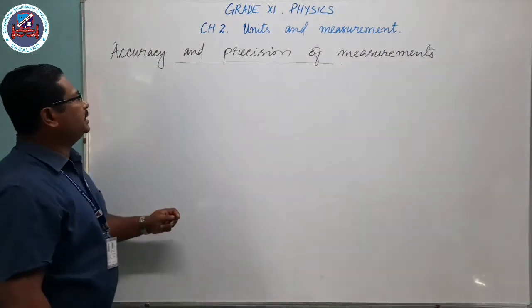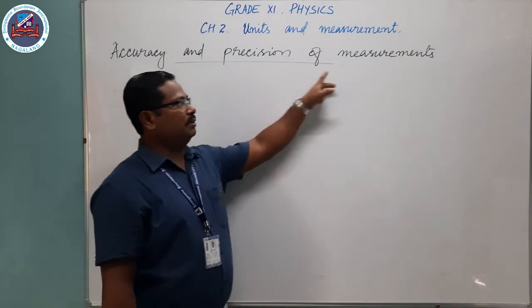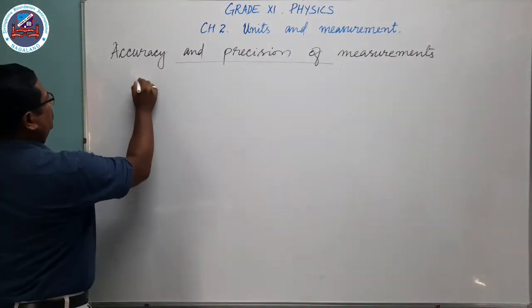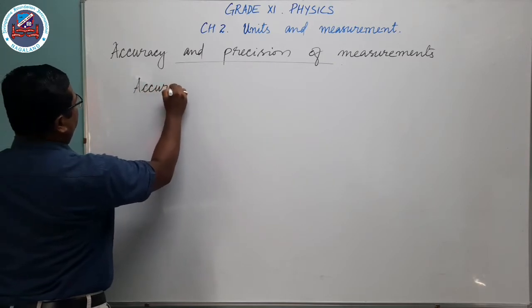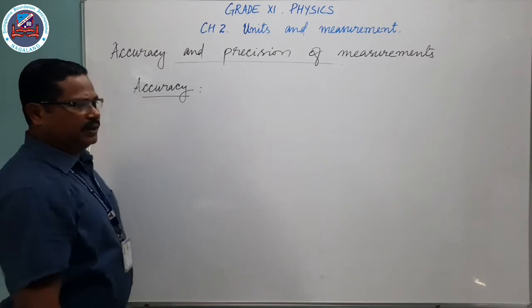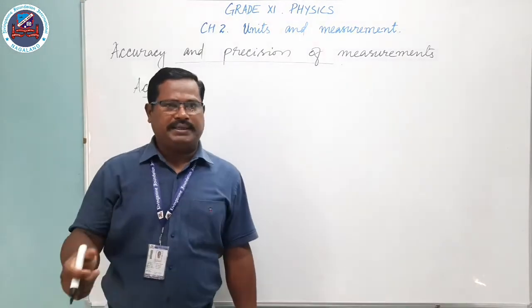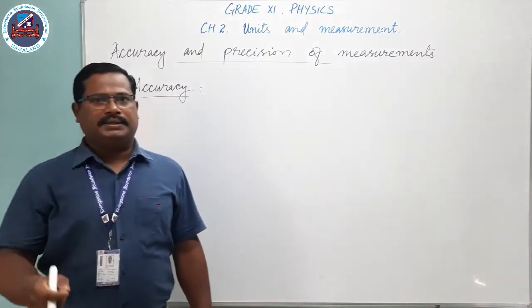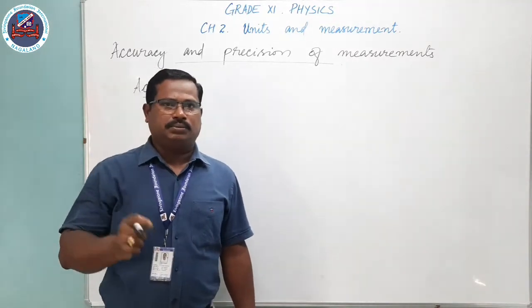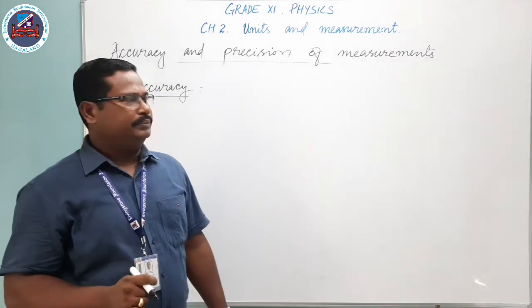Today we are going to discuss accuracy and precision of measurements. First of all, let us discuss accuracy. Accuracy of a measured value, or we can say accuracy of a measurement, is a measure of how close the measured value is to the true value.